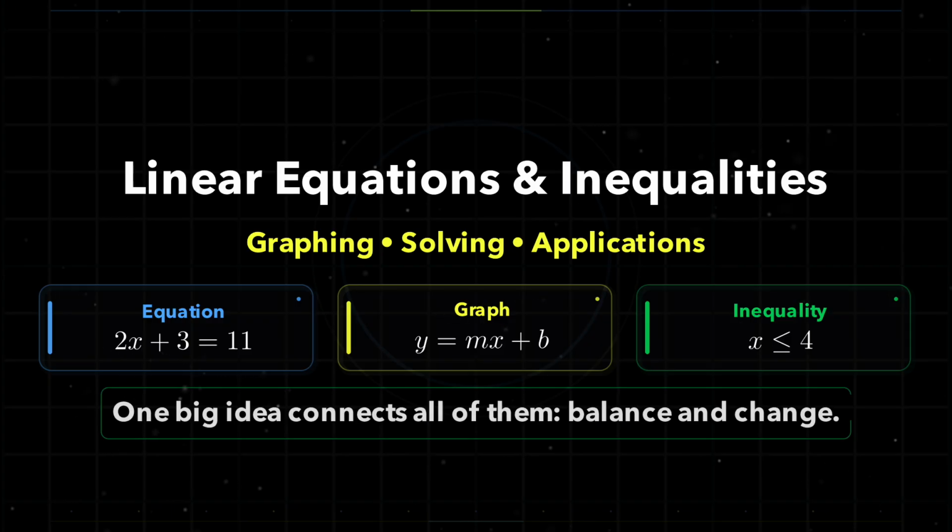At first, linear equations and inequalities can feel like a bunch of separate rules, but all these ideas are connected by one simple theme: balance and change. Equations are about balance, graphs are about change, and inequalities are about limits. By the end of this video, you should understand how to solve linear equations, how to graph linear relationships, how inequalities work, and how to turn word problems into math.